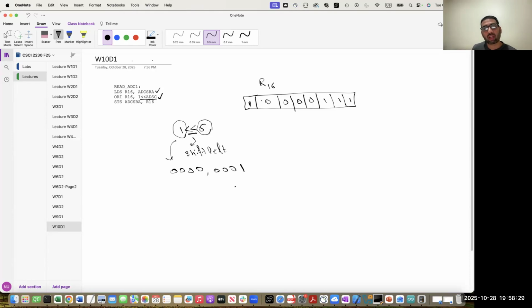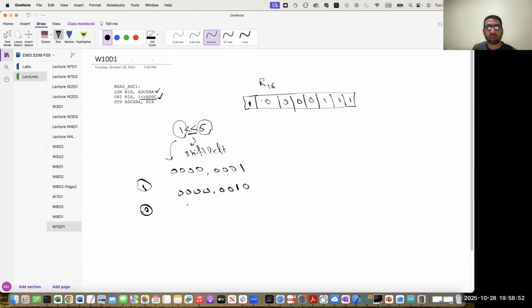Now let me shift it 1 time to the left, right? So I'm just writing here 1 to indicate that I'm shifting it 1 time. When I shift 1 time to the left, what will happen? I will have a 0 here. 1 will move to the next position. 0, 0, 0, 0, 0, 0. Everyone with me?